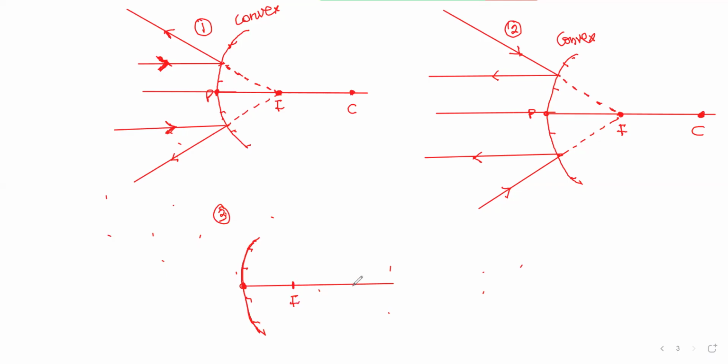F is here. C is here. A ray of light which appears to be passing through, okay, the ray is hitting the pole, and for the pole, it must reflect at the same axis. So this angle must be equal to whatever I'm going to.